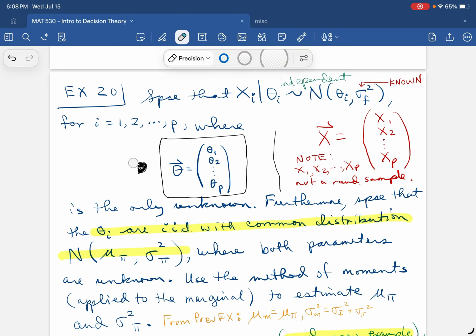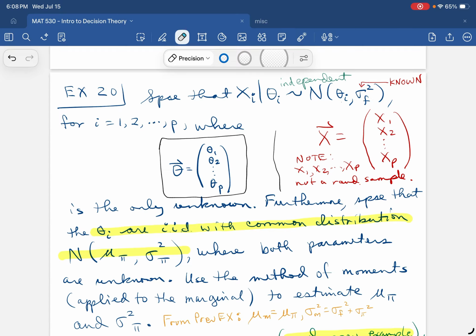And you can see here we have a whole parameter vector of these means. So the data here does not constitute a random sample. We mentioned that in the previous video. And so we're supposing that each theta i is IID with a common distribution that we see here. So a normal distribution with mean mu sub pi and variance sigma sub pi squared. And both of those are unknown.